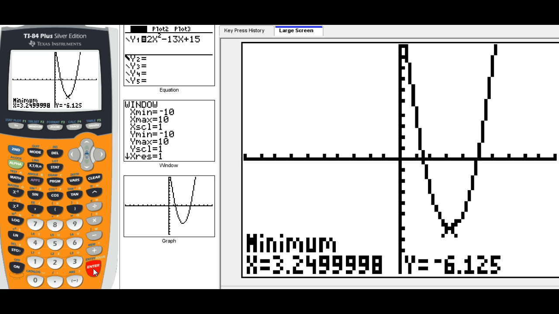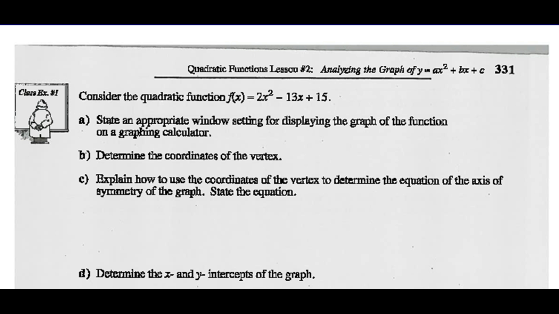And the neat thing about that is maybe you don't want to put that in decimal form. We will, positive 3.25 and negative 6.125. So the vertex occurs at 3.25 and negative 6.125. But what if we want to be more accurate and put it in fractional form?